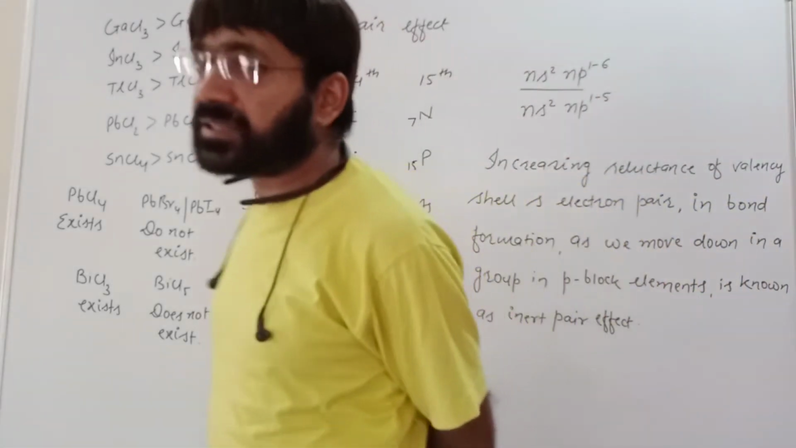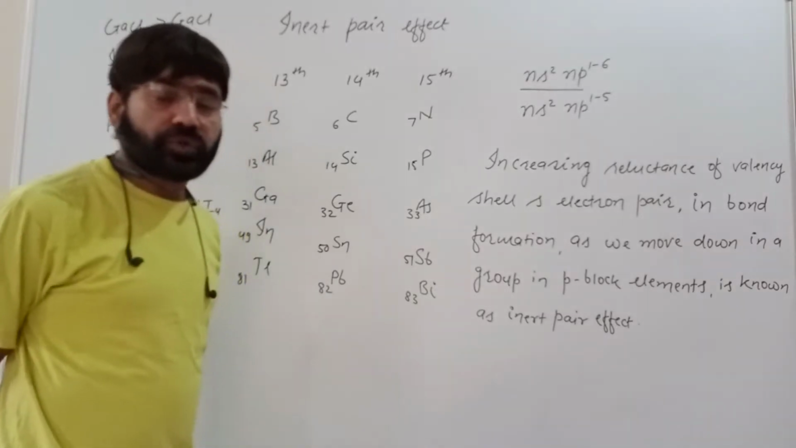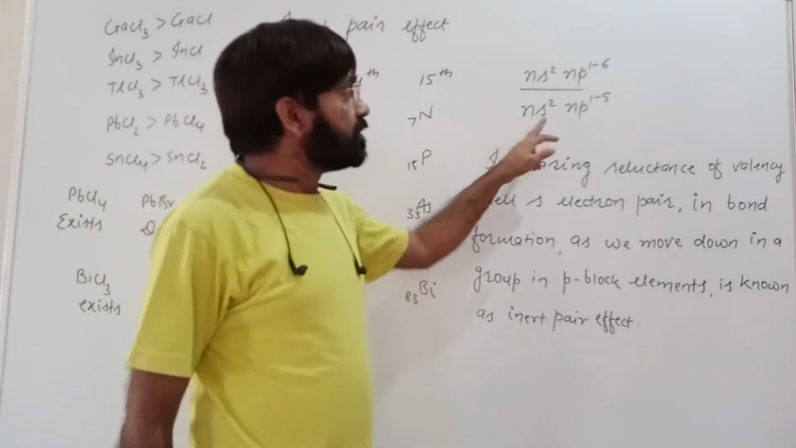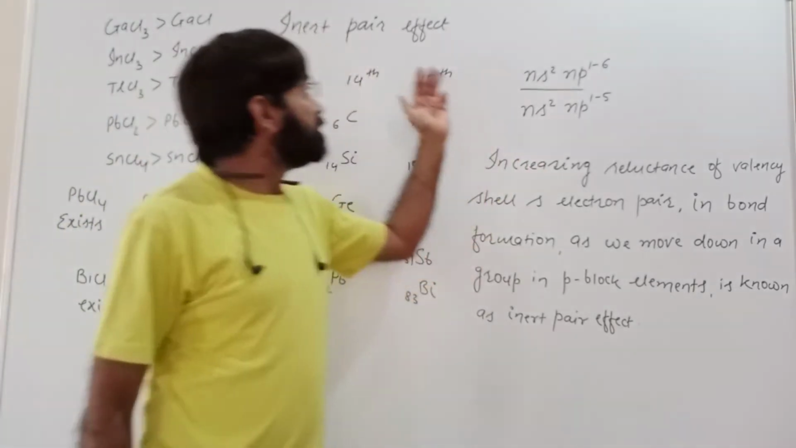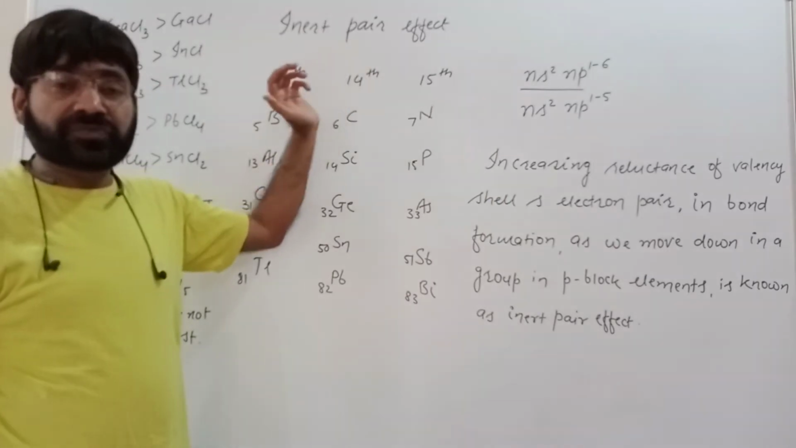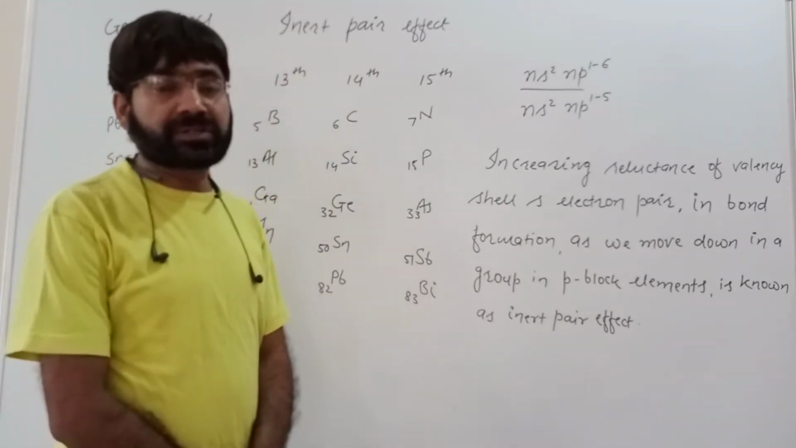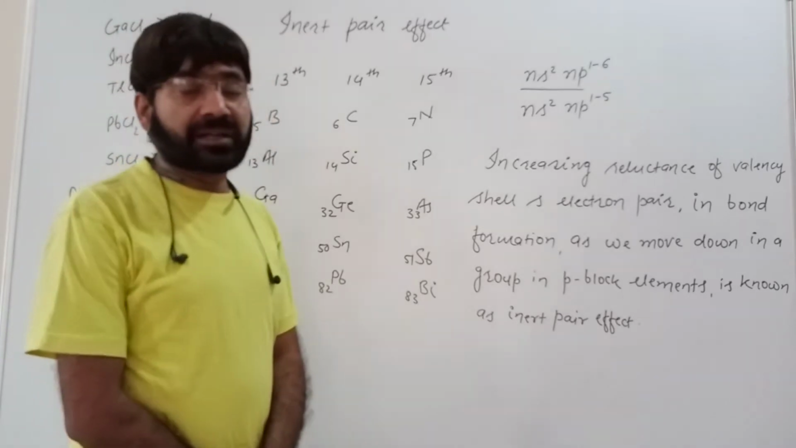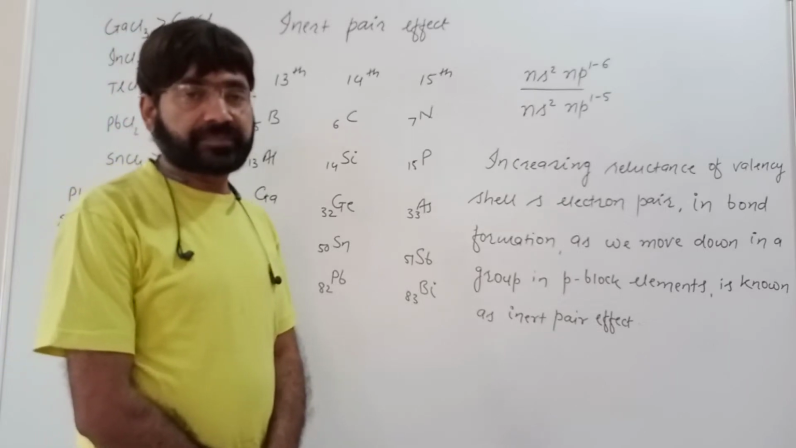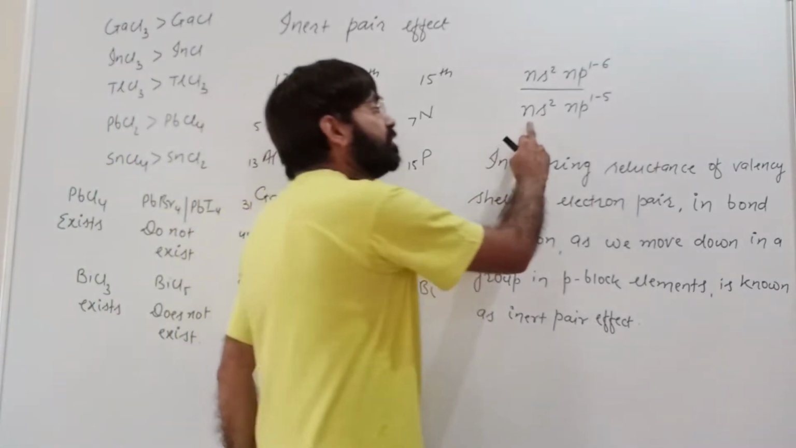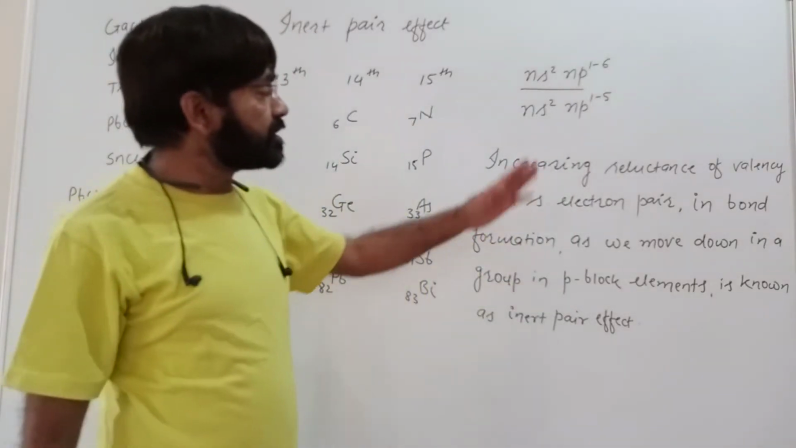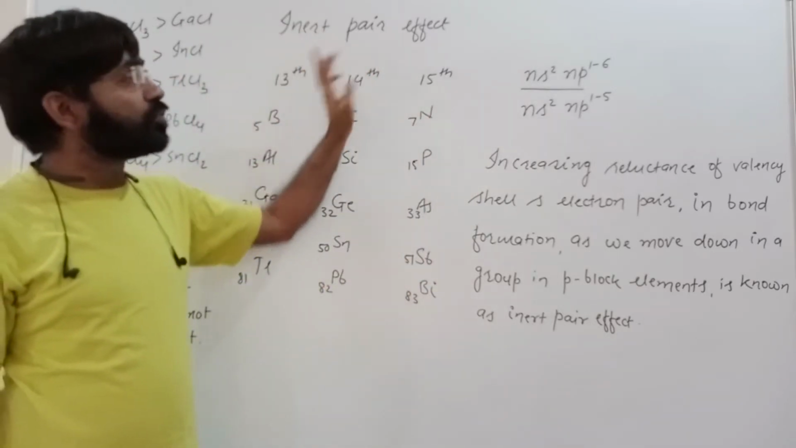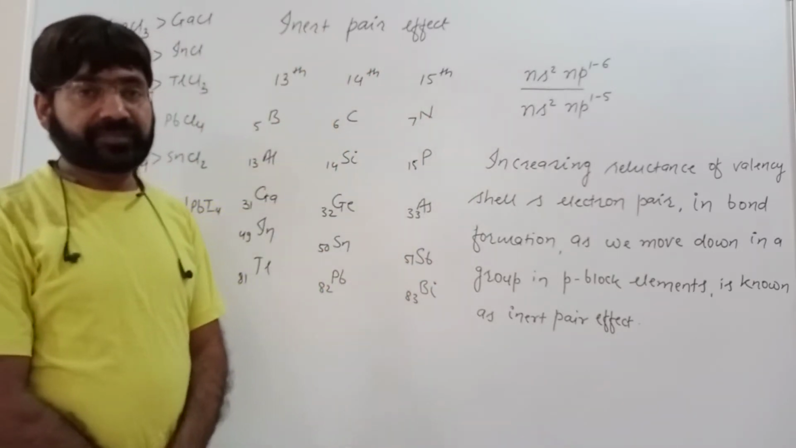Group number 18 is of the noble gases, which do not form bonds normally. So mainly we'll be dealing with up to group number 17. When we talk about the inert pair effect, our focus will be from group number 13 to group number 17. The 18th group we will not consider, as noble gases are reluctant in bond formation altogether. So we'll be dealing with the valence shell electron configuration ns2 np1 to 5, while talking about the inert pair effect.